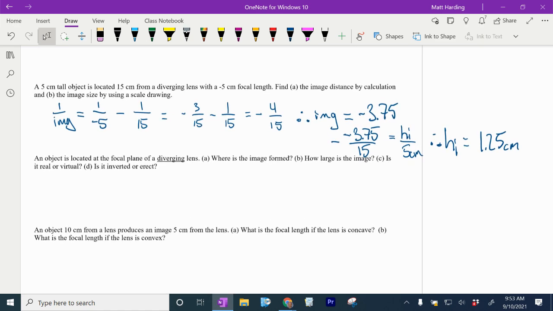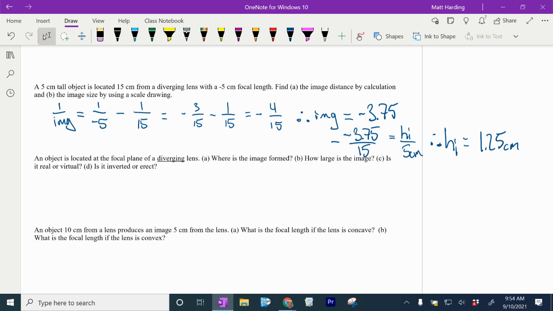Perfect. All right. So I didn't do all these iterations on here because they're just going to differ based on the numbers, but the results are kind of the same. So 5 centimeter tall object, 15 centimeters from a diverging lens. You'll note with the diverging lens, the focal length is given as a negative, so negative 5 centimeter focal length. So if it just gives you the numerical value for the focal length, if it's negative, that's a concave lens. If it's positive, that's a convex lens. Find the image distance by calculation, and the image size by using the scale drawing.